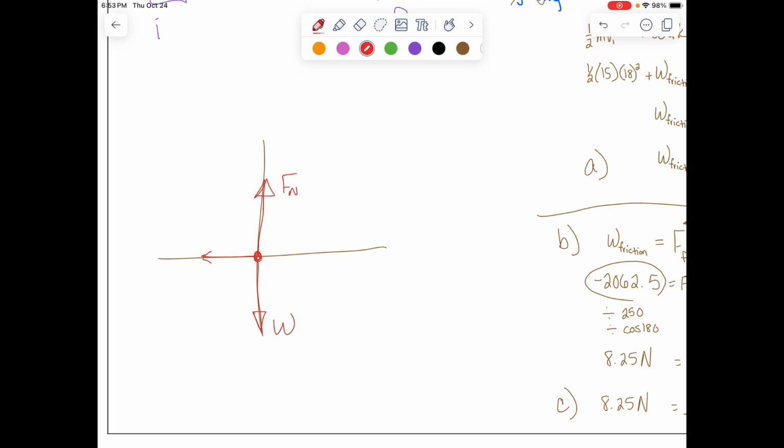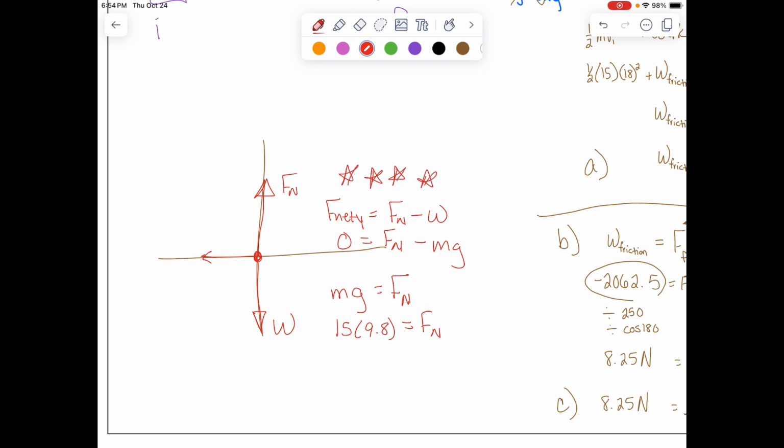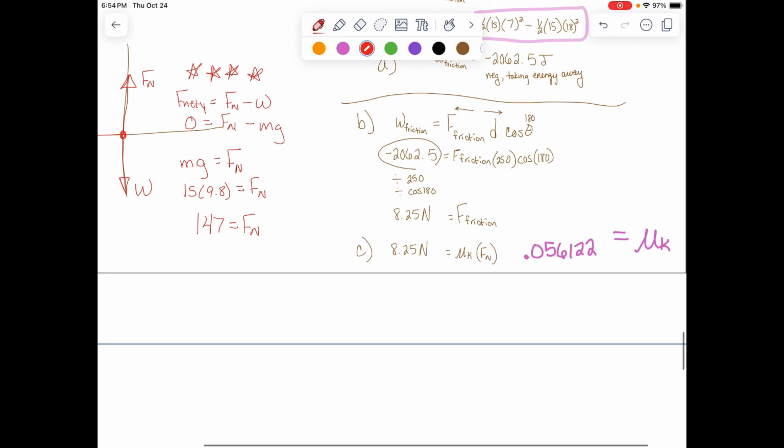Here's friction. But for me to get normal force, I would do F net Y equals a positive Fn minus W. They're not moving in the Y direction. This they know how to do. Minus mg. So Fn would equal mg, because there's no diagonals and no ramp. What was the mass? 15, times 9.8. I just want to know what 15 times 9.8 is. 147.